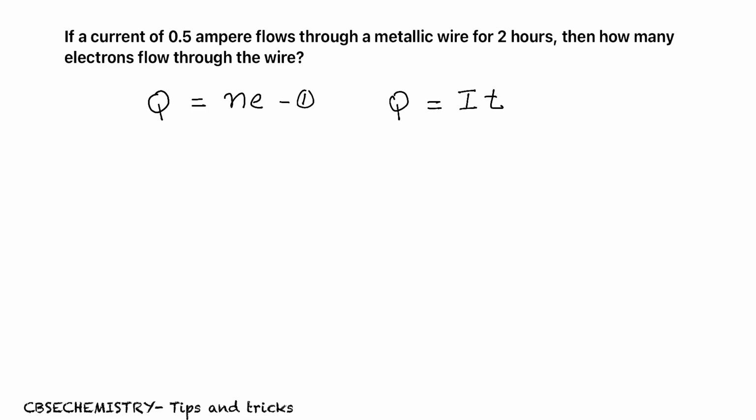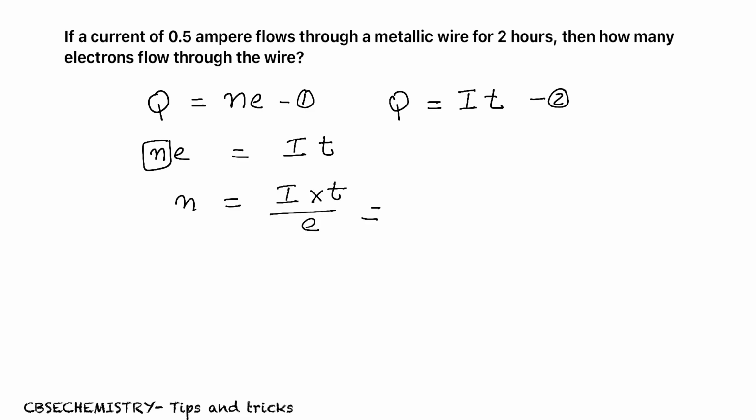So this is equation number 1, equation number 2. So equate the RHS part. So what you will get? Ne is equal to IT. Correct, right? Now what you have to find? Number of electrons. So what is that? N is equal to I into T by e.